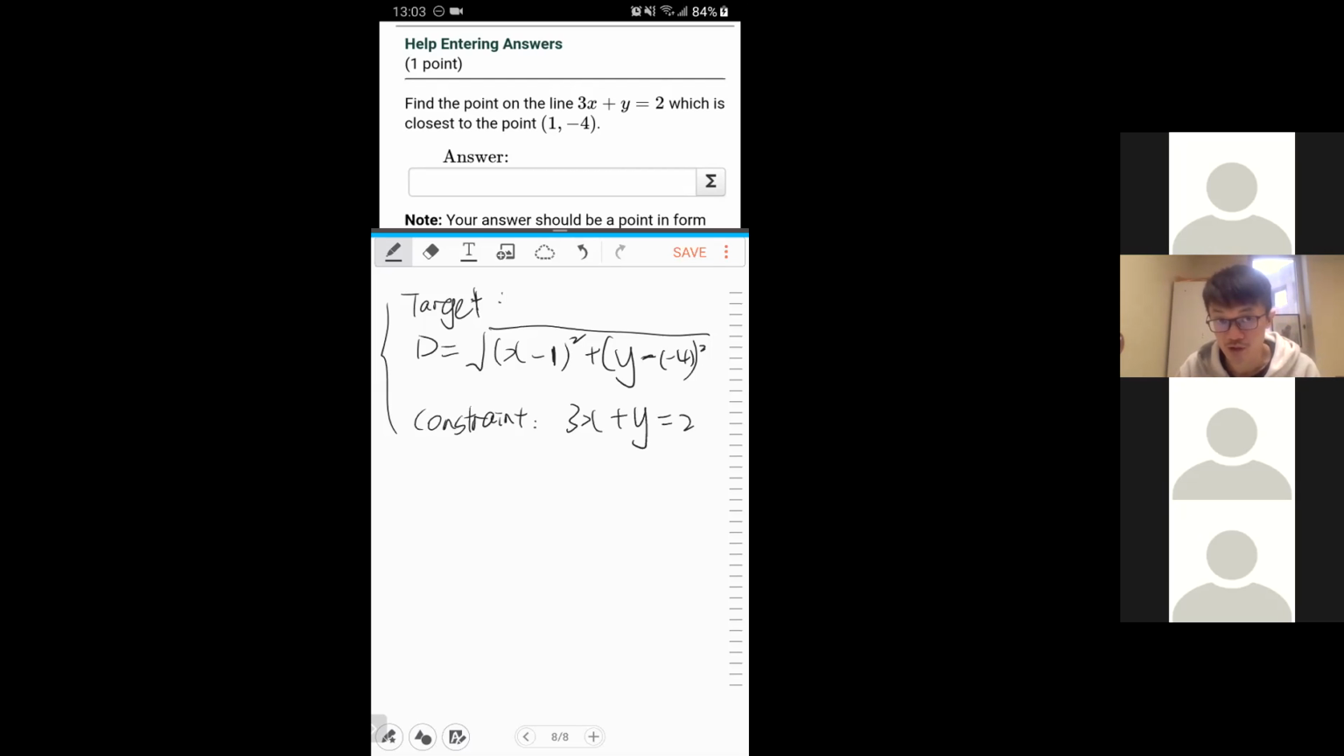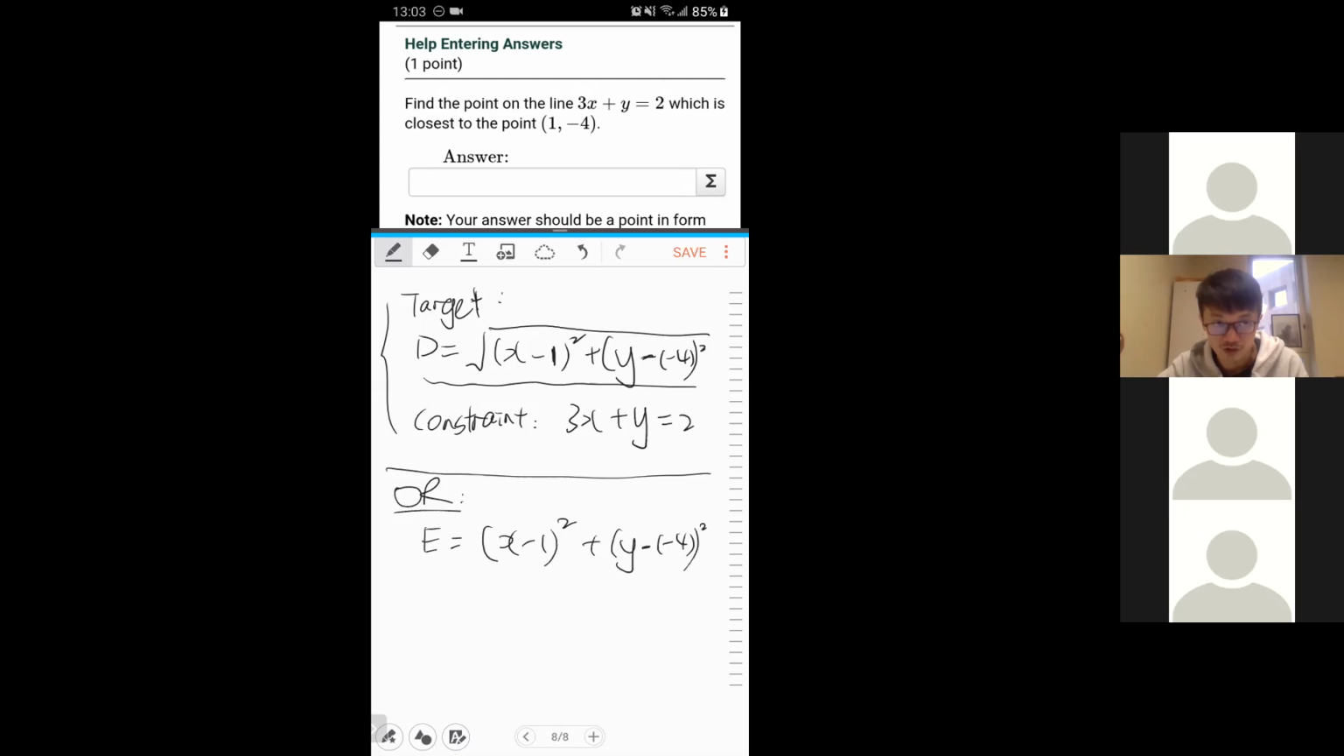Okay, so you can either do this or you can do the following. Let's just focus on this distance function for a second. Does everyone agree that to minimize this function, it's the same as minimizing this function? I'm writing the same function, but without a square root. Does everyone agree with that?